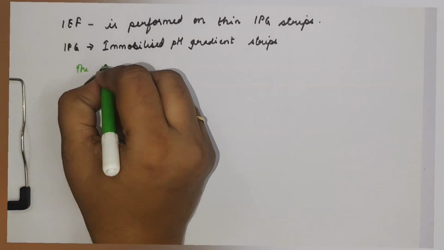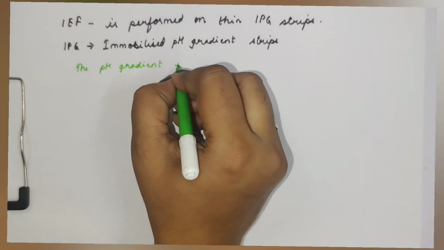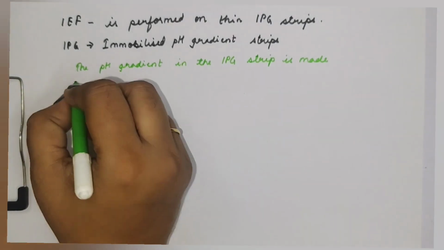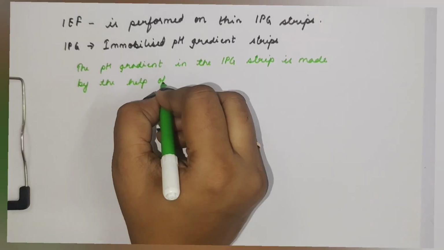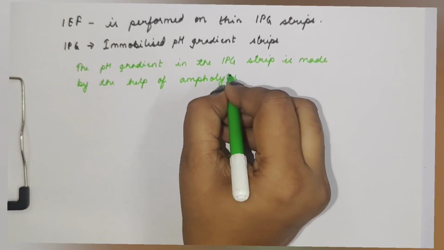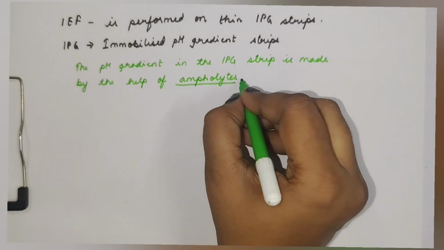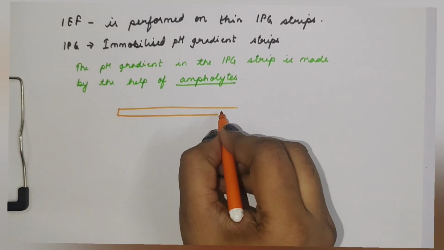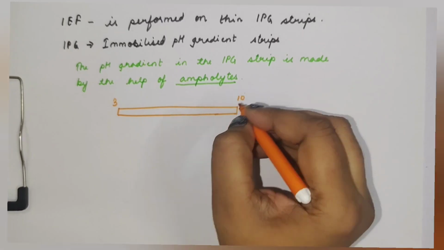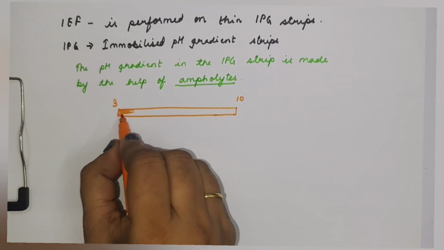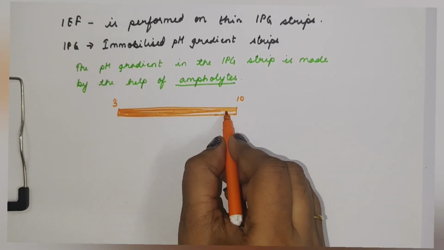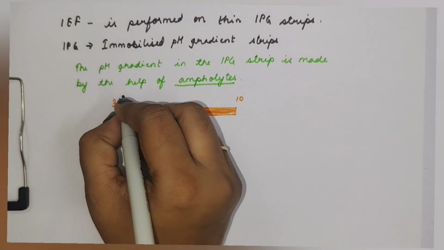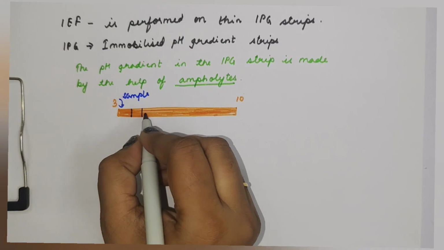Now, what are ampholytes? Ampholytes are small molecules which have both plus and minus charges on them, and they act as a pH gradient for the separation of the proteins. On the thin strips of gel, these ampholytes are immobilized and they migrate according to their pH and form a pH gradient. Here is an example of an IPG strip where a pH gradient of 3 to 10 is set up. It means that from the left side the pH is 3 and toward the right side the pH is 10, and this pH gradually increases.